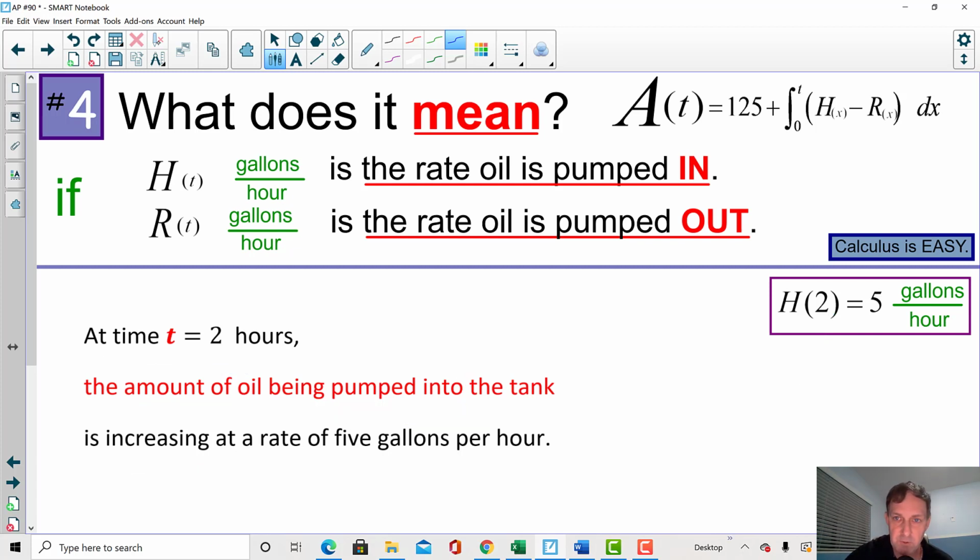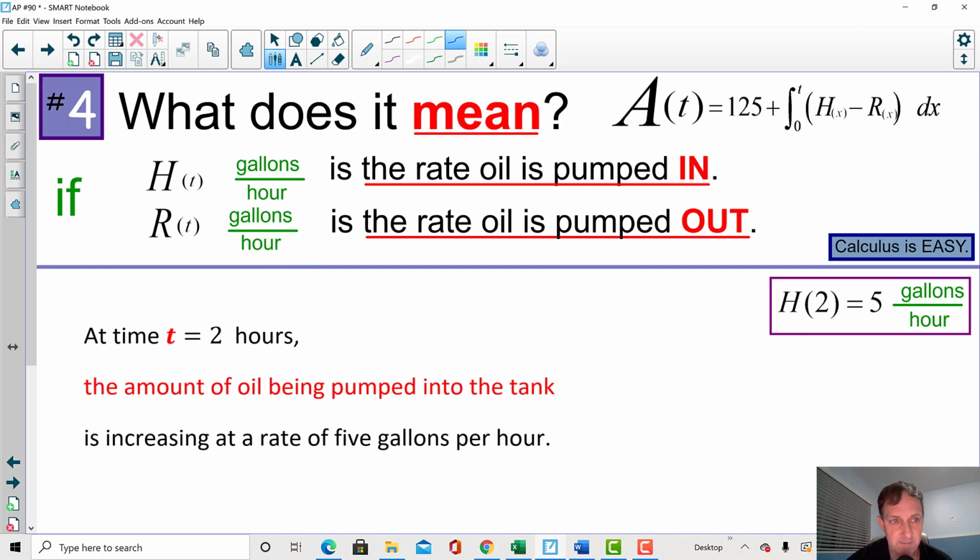So this one's kind of tough. When you have two rates, a rate that's going in and a rate that's going out, this is just the rate that the oil is being pumped in. So you've got to be very careful on this one. I also want to point out that we're spelling out gallons per hour. We're not using a fraction here. So we're not going to write it like this when it's in a sentence.